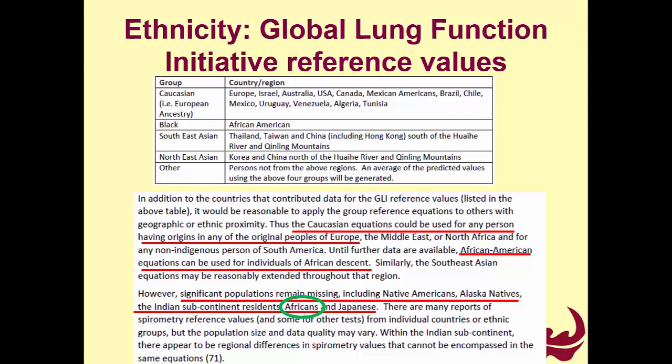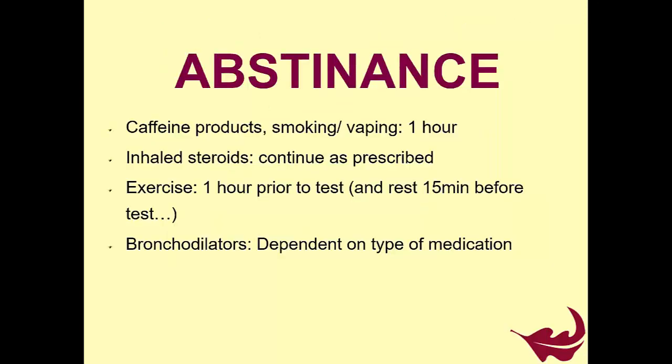There are not a lot of studies emanating from Africa that show the normal values for spirometry for the population that we are serving. So one just needs to be very careful in the interpretation of values that are used when we use these reference values. Once you've inserted all that information, you obviously need to make sure that the person abstained from certain things before you can do the test.